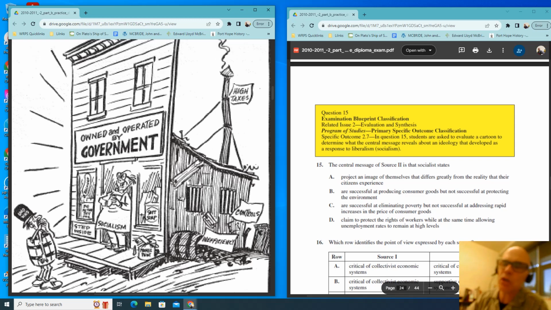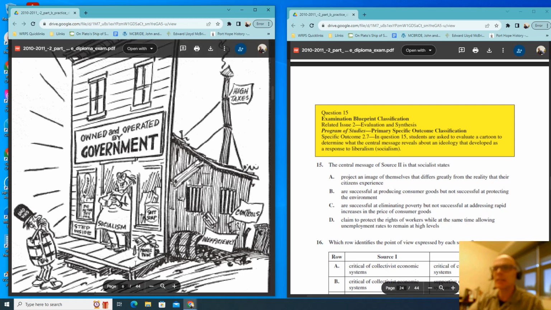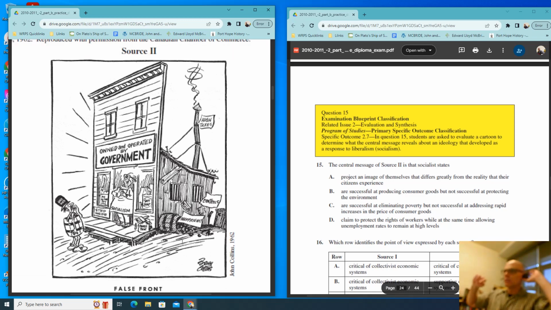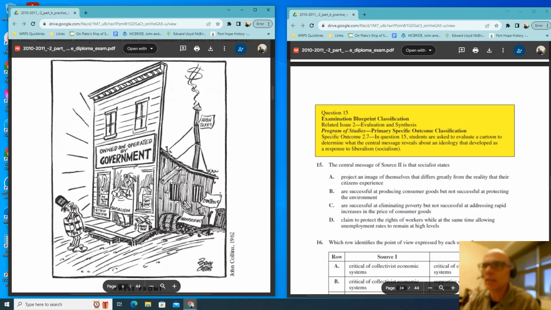It looks great from the road, but behind it, it's kind of a building that's not as nice. It's kind of like in Hollywood where they might have those buildings that only look good from the camera angle, but if you look beyond the camera, there isn't much substance there, and what there actually is, is high taxes, controls, and inefficiency. So the central message of source 2 is that the socialist states project an image of themselves that differs from reality. I mean, please, right? The front, the thing that is being shown from the street, is different than the reality behind. Yep.